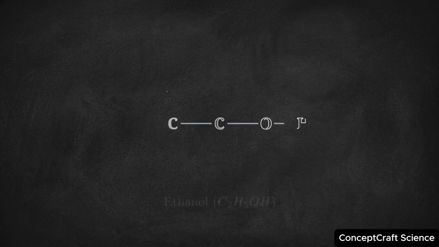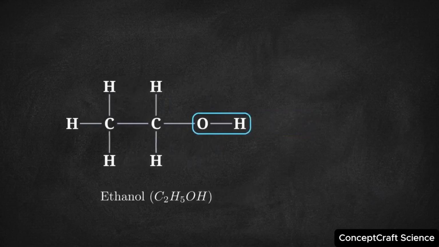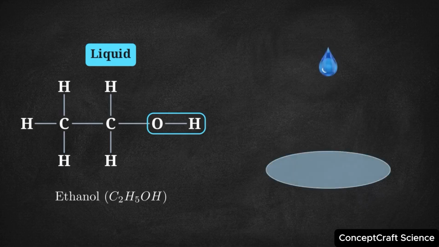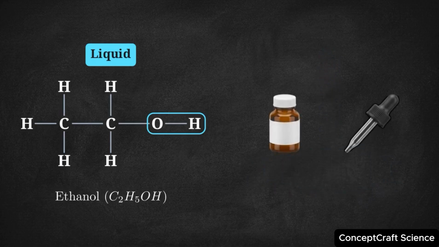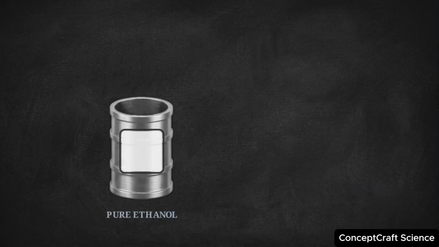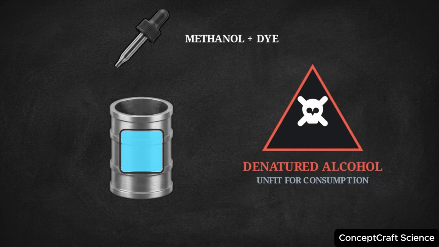Let's examine a specific carbon compound you encounter every day. This diagram shows ethanol, C2H5OH. It's a liquid at room temperature. It dissolves perfectly in water, and it's an excellent solvent used in medicines like cough syrups and iodine tinctures. While diluted ethanol is common, drinking pure, absolute alcohol can be lethal. For industrial uses, manufacturers actively denature it by adding poisonous methanol and blue dye to ensure it isn't consumed.